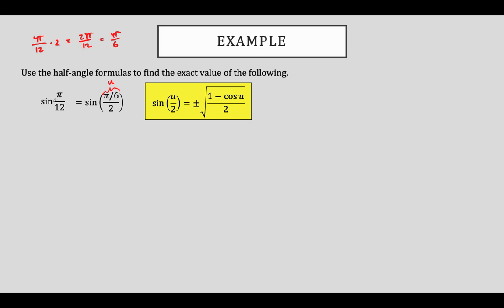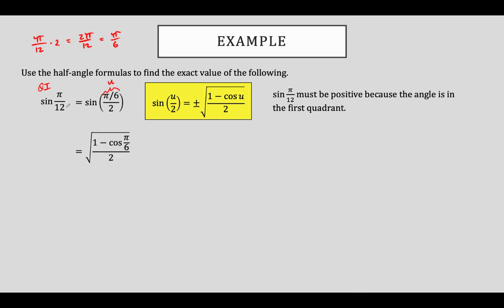Well, if we're looking at this angle pi over 12, that is 1/12 of pi. This angle must be in the first quadrant, all right? It's in the first quadrant, and if it's in the first quadrant, then sine is going to be positive. Sine of pi over 12 must be positive because the angle is in the first quadrant. So we get positive square root of (1 minus the cosine of pi over 6) divided by 2.